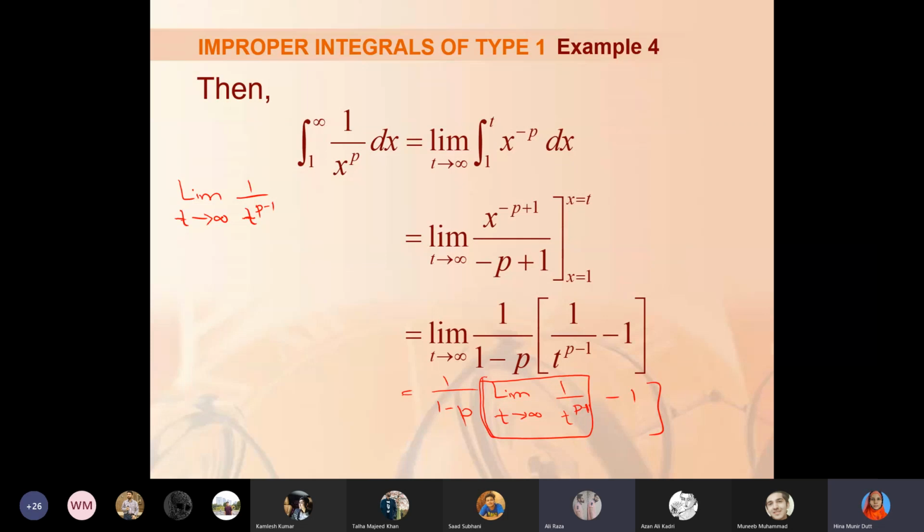If p is equal to 0, then what will it be? It will again be infinity. And if p is equal to 2, then it will be 0, because 1 over infinity will come, and that is 0. If p is 3, then it will again be the same, 0 will come.